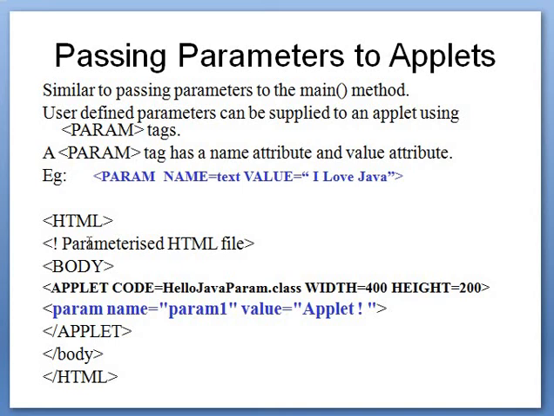HTML, one comment is there, parameterized HTML file. Then inside the body tag you have specified two different tags. One is for adding our applet code. So the applet tag is there, code is equal to HelloJavaParam.class, width is equal to 400 and height is equal to 200 respectively. Param name is equal to param1, value is equal to applet. So whenever a parameter with the name param1 is invoked or called, the value returned by param1 is applet. That's the thing.